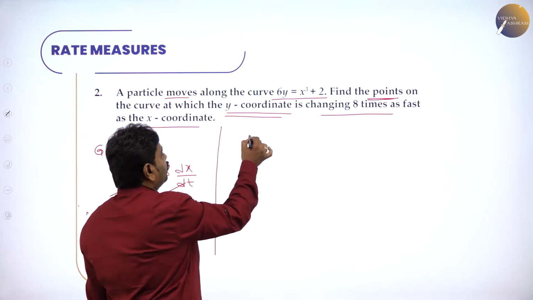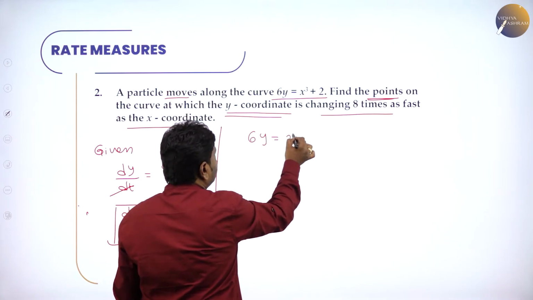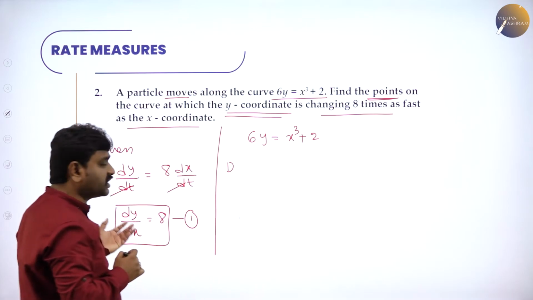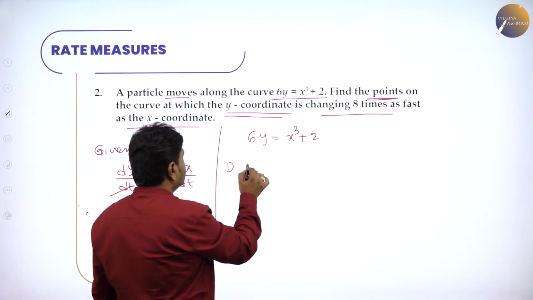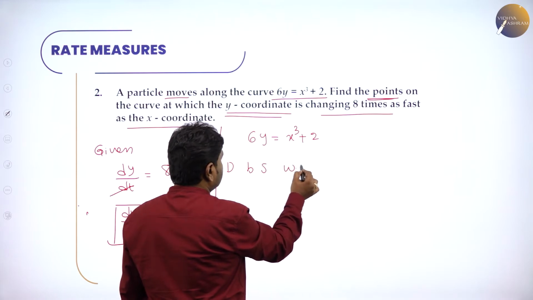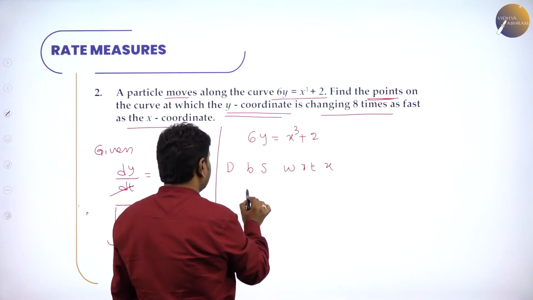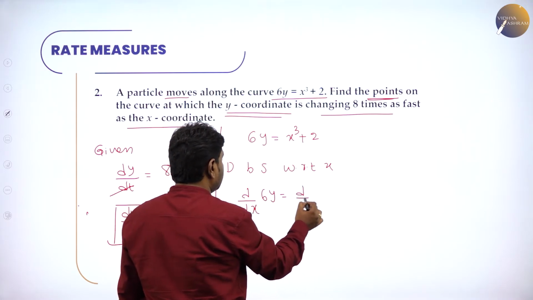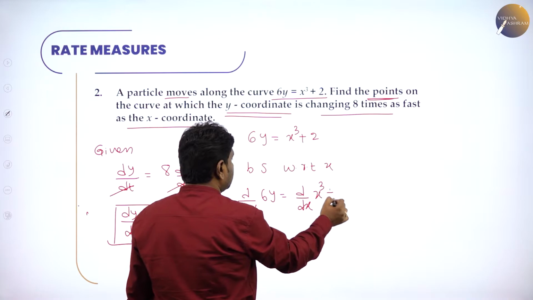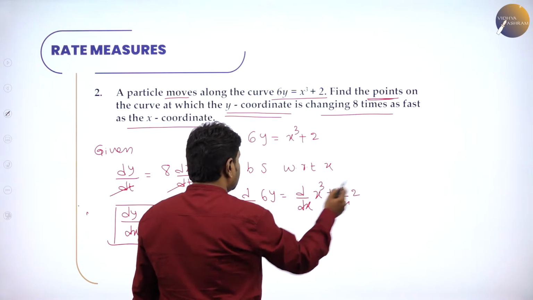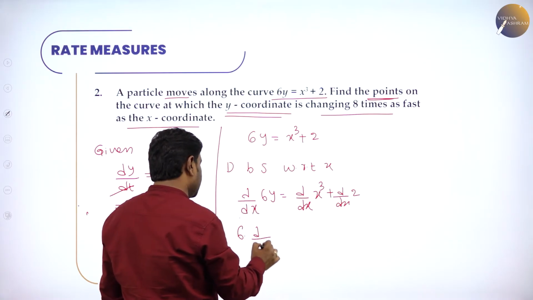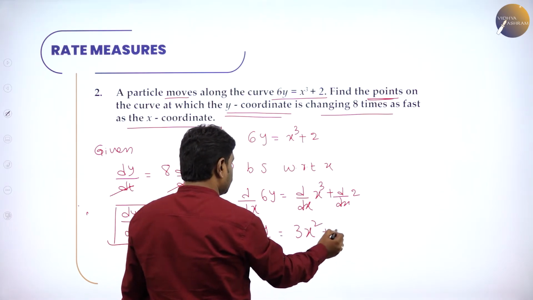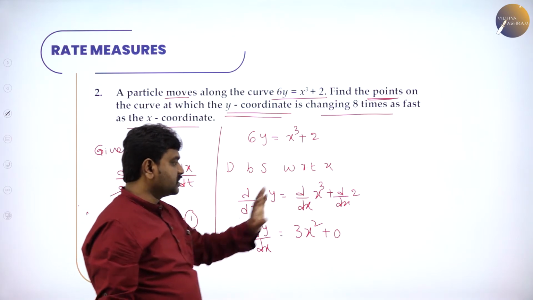Now they gave the curve. What is the curve they give? 6y is equal to x cube plus 2. Now differentiate both sides with respect to x because I know dy by dx. If you do that, LHS becomes d by dx of 6y, RHS becomes d by dx of x cube plus d by dx of 2. Now 6 is constant, take it out, apply d by dx for y. d by dx of x cube is 3x square and d by dx of 2 is 0. You know constant is 0.